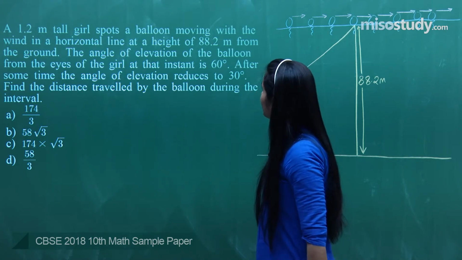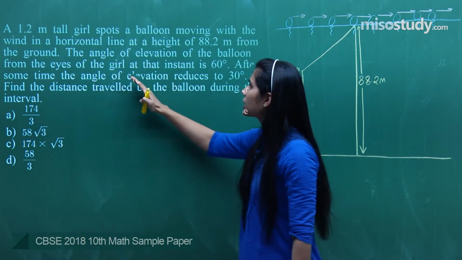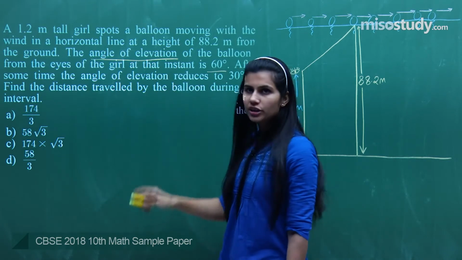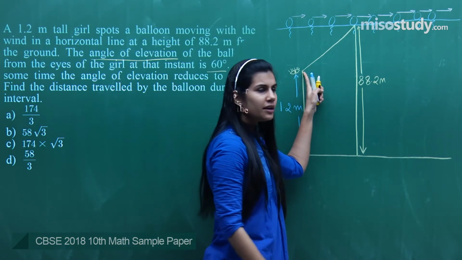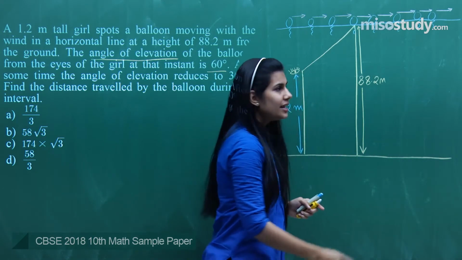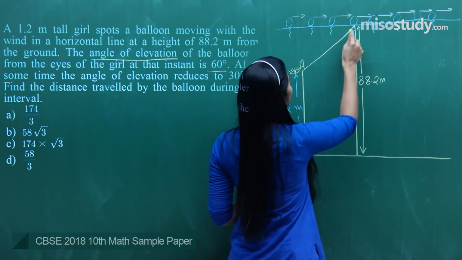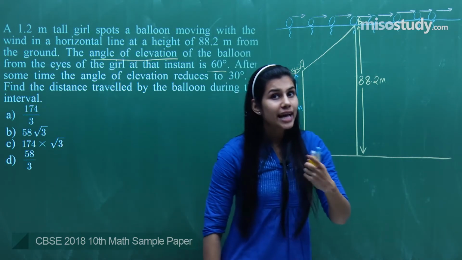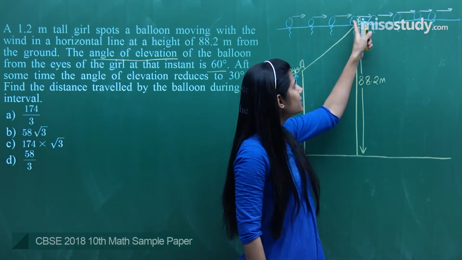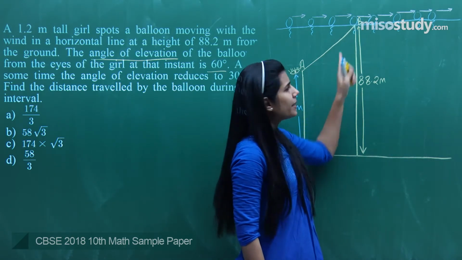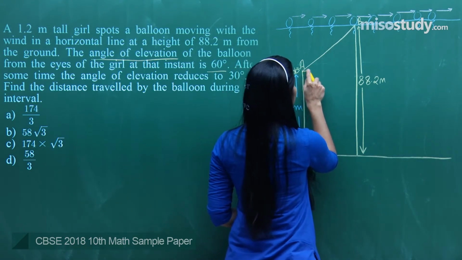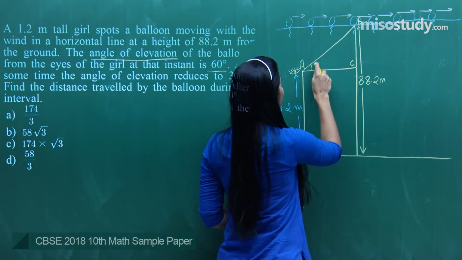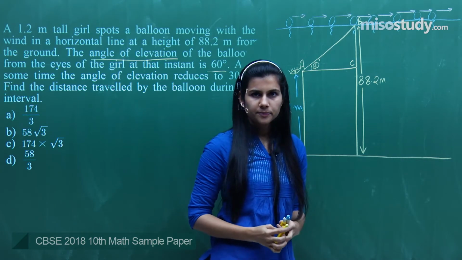The angle of elevation of the balloon from the eyes of the girl at that instant is 60 degrees. So the angle of elevation: this is the observer, this balloon is the object, and from point A to point B, AB gives you the line of sight. The girl is observing the balloon, so AB becomes the line of sight, and the angle between the line of sight and the horizontal line AC is your angle of elevation, which is 60 degrees.